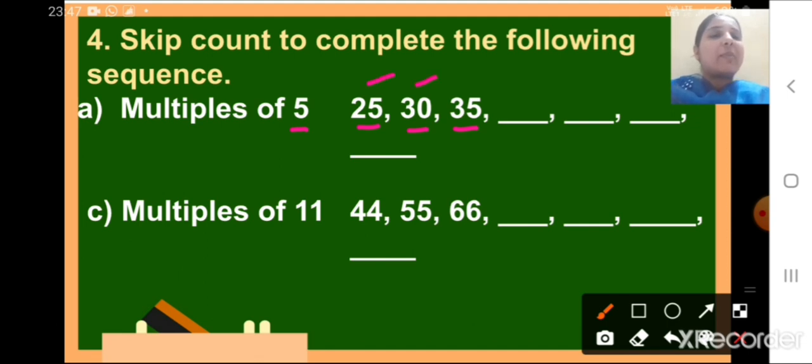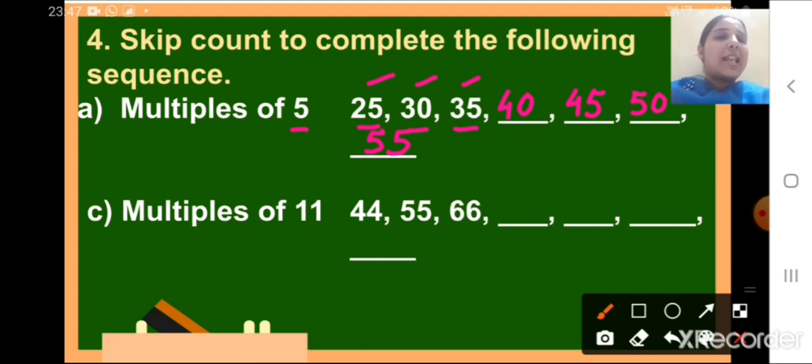This is the sixth multiple of 5. This is the seventh multiple of 5. So now we will write the eighth multiple of 5. And what will be the eighth multiple of 5? 5 8s are 40. Then 5 9s are 45. Then 5 10s are 50. Then 5 11s are 55. Okay, so in this way you will complete this sequence.